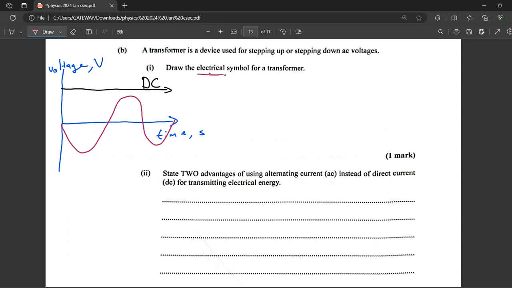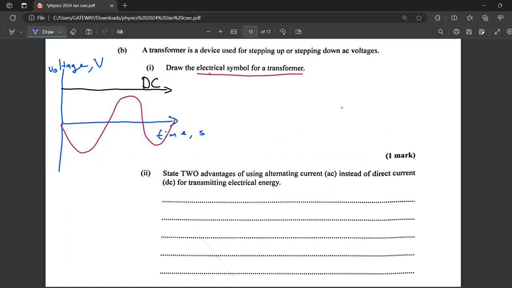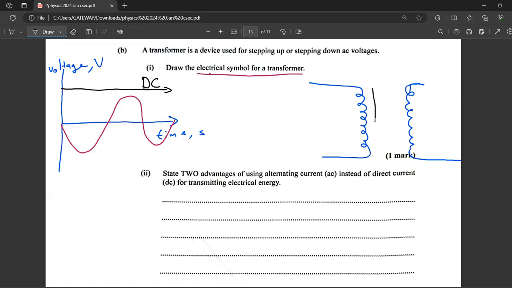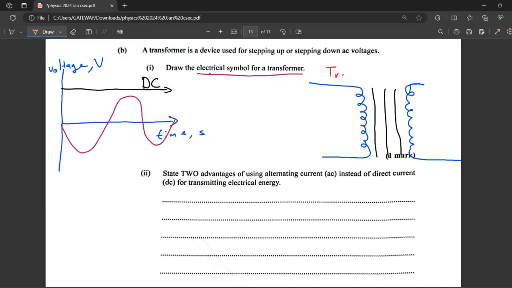So this is the electrical symbol of a transformer. You can get it straight from the textbook. So it will look something like this. You have your wire coils here, like that, and then the same thing on the next side. Right. And then you have the lines in the middle here. One, two, three. So this would be a transformer symbol.